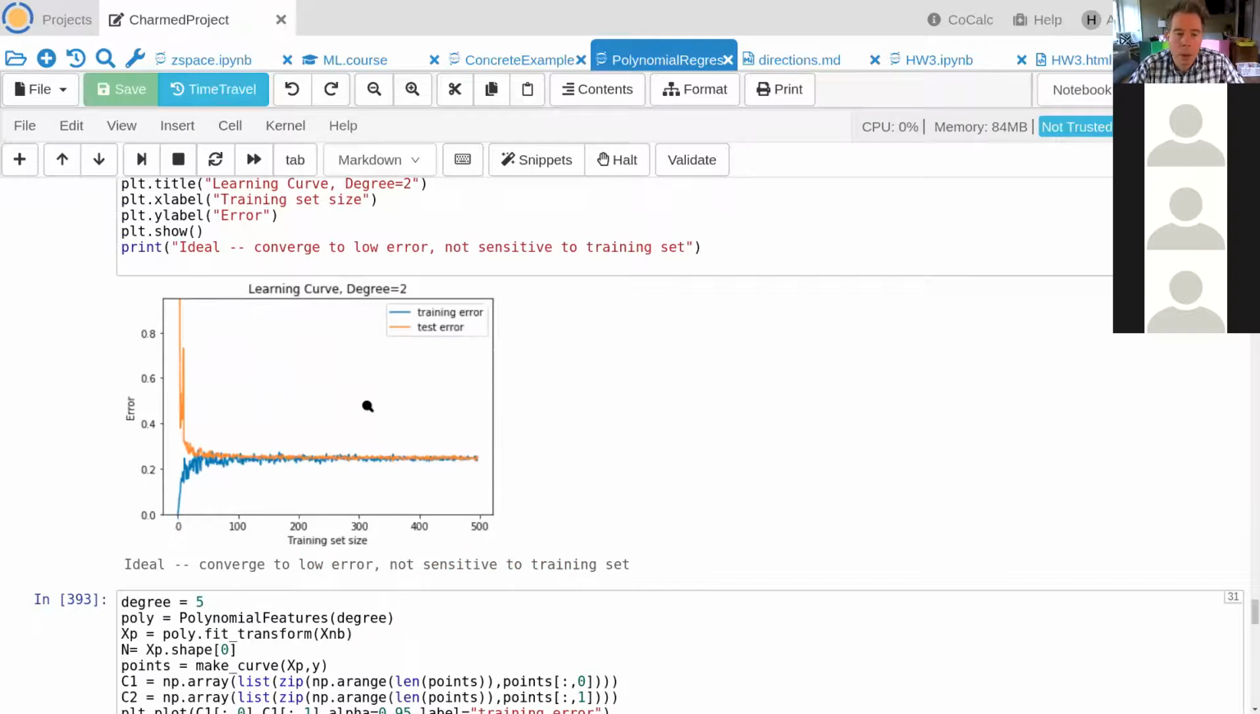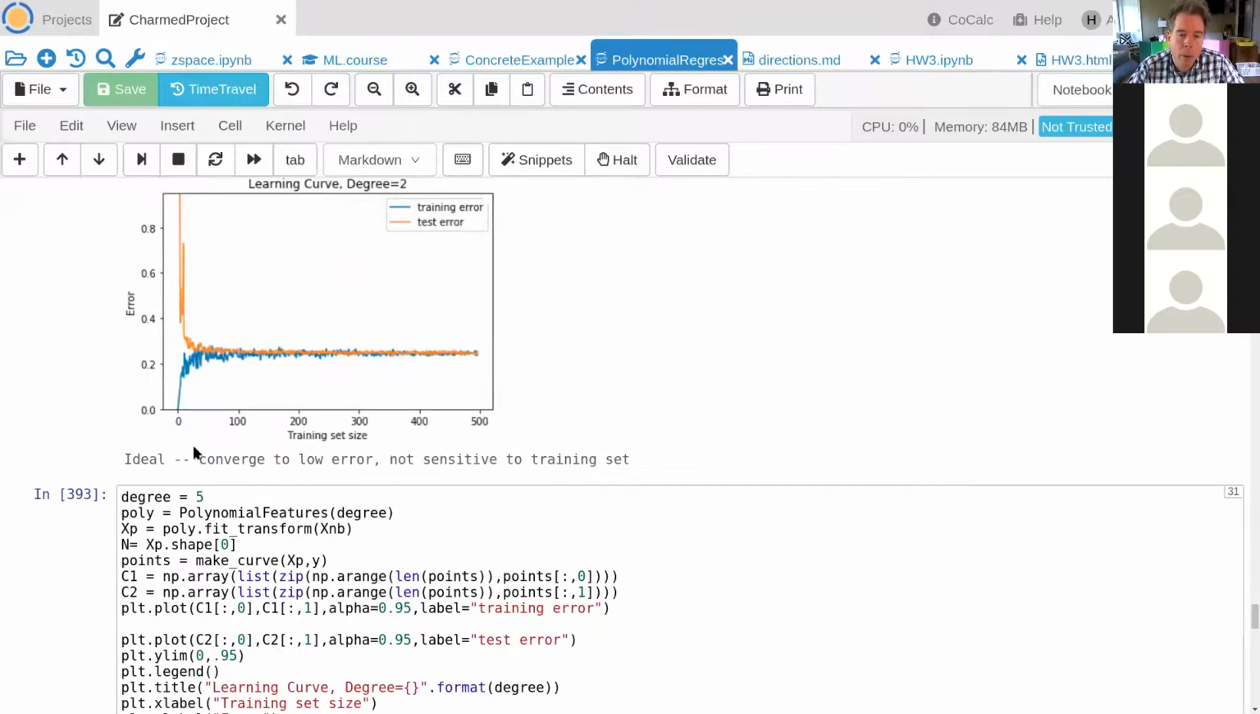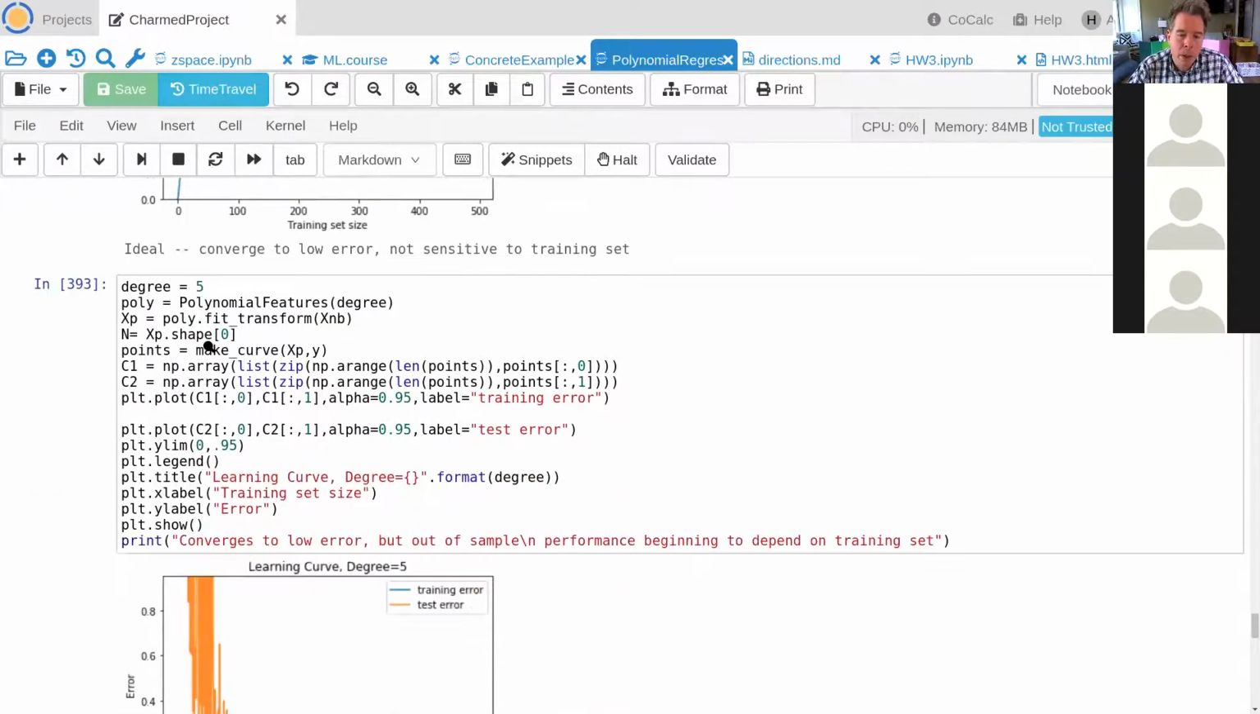So now look what happens with degree 2. Look, it converges to something that is much lower, right? Converges to a lower error rate, but it still converges fairly quickly. Not quite as quickly as before, but the training and test error come together here at about 50 maybe. Okay, so this is kind of perfect.